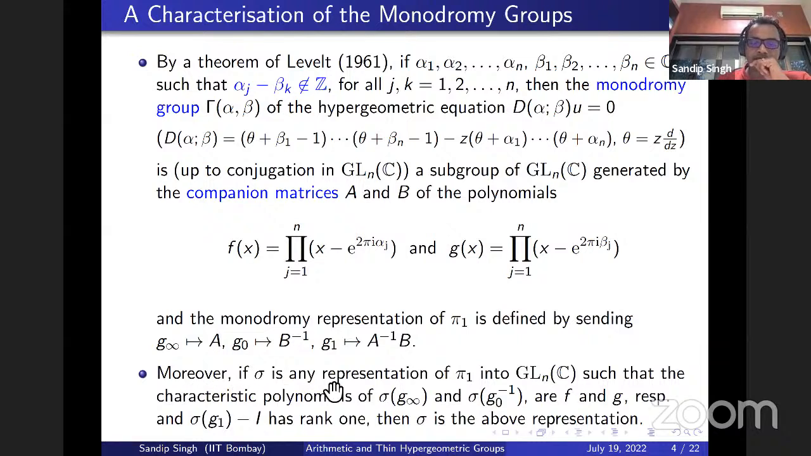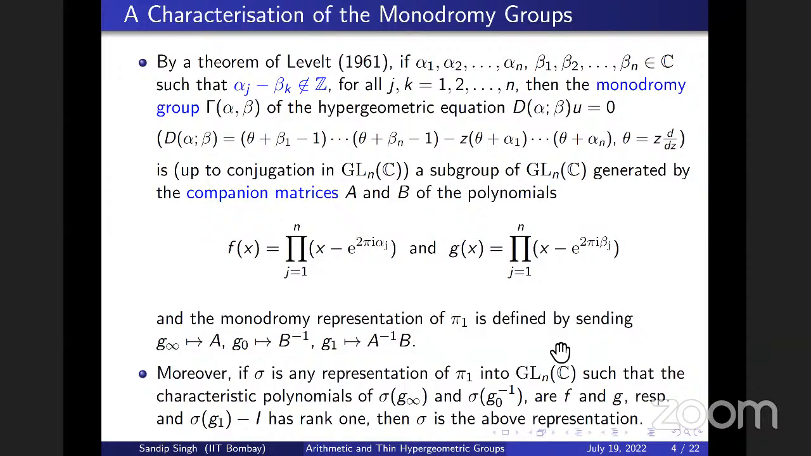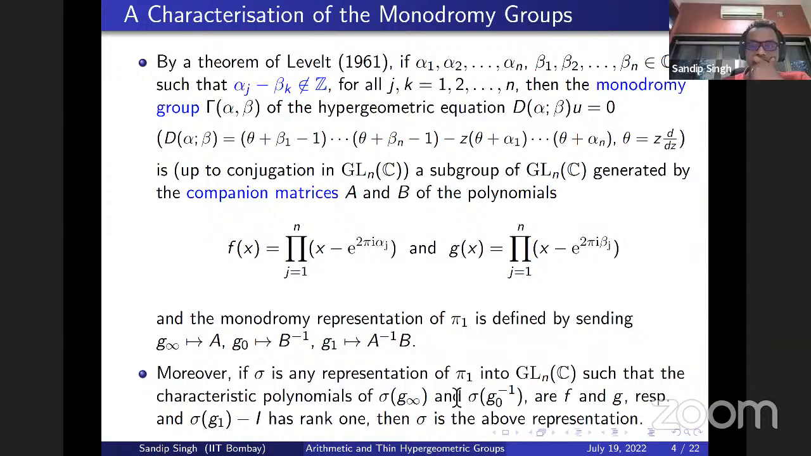Moreover, if σ is any representation of π1 into GL_n(C) such that the characteristic polynomials of σ(g∞) and σ(g0) inverse are f and g respectively, and σ(g1) minus identity has rank 1, then σ is the above representation. Both representations are isomorphic.